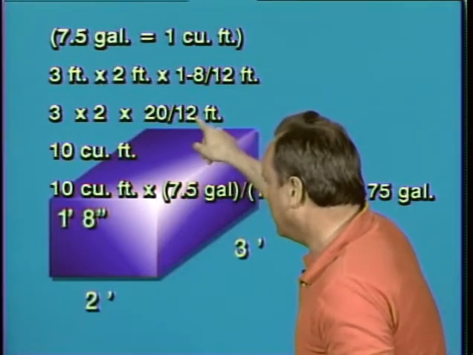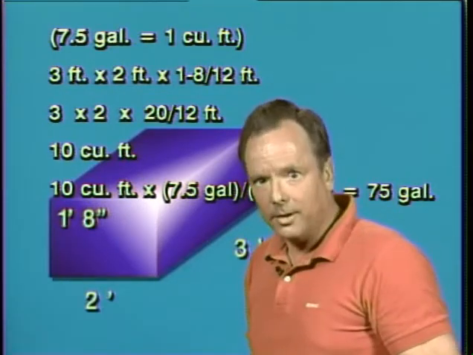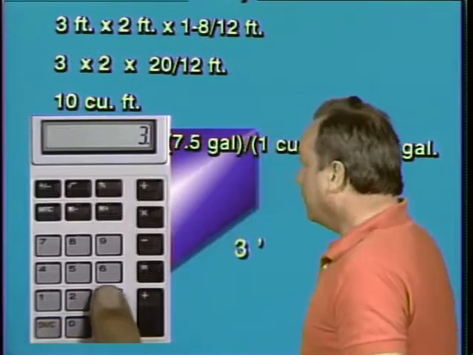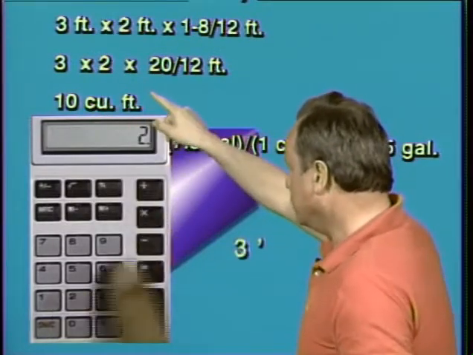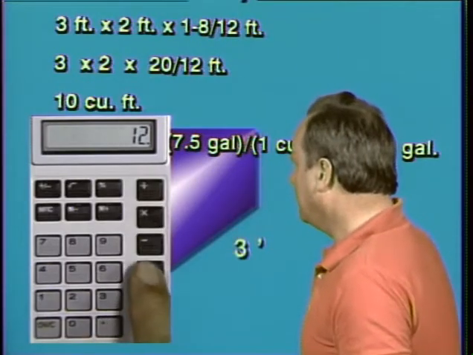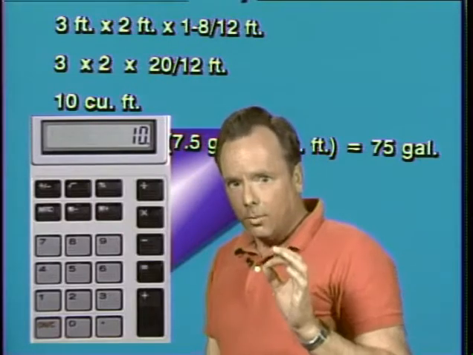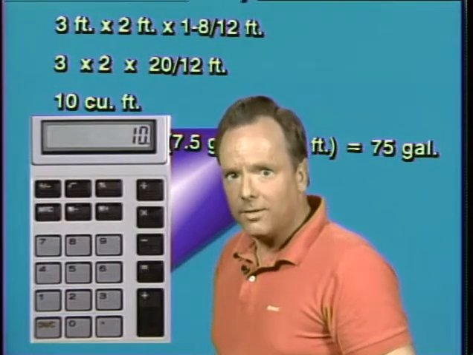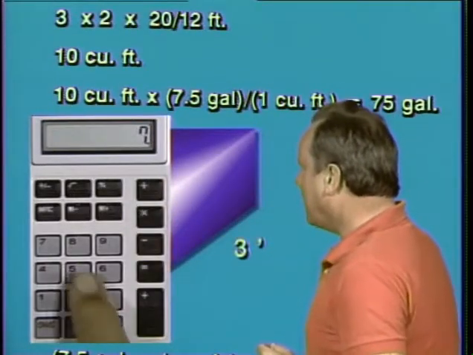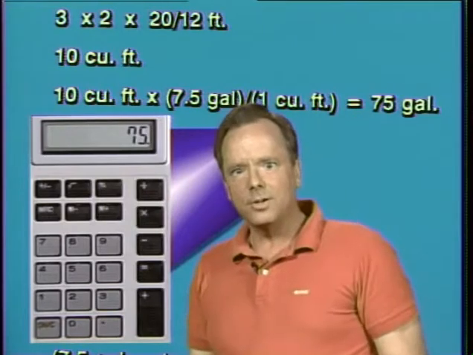It's 20/12 feet. So all we have to do is multiply this out with the electronic calculator, and we can find out how many cubic feet are in this tank. So we take the 3 times 2 times 20, divided by 12, and we find out that's 10 cubic feet. Now, 1 cubic foot was 7.5 gallons, so multiply that times 7.5, so 10 times 7.5, and you find out that tank holds 75 gallons. You could see it coming.